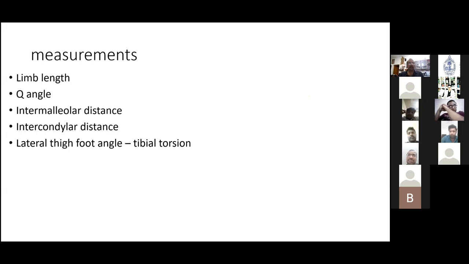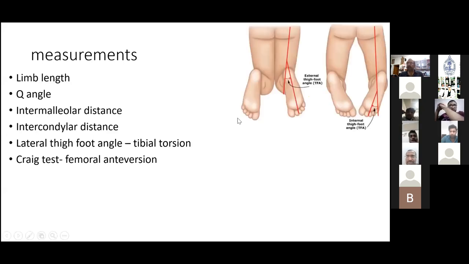How will you measure the thigh foot angle for the tibial torsion? What is Craig test? So you look for the thigh foot angle, you flex the knee, then you look for the angle. What is Craig test, somebody?